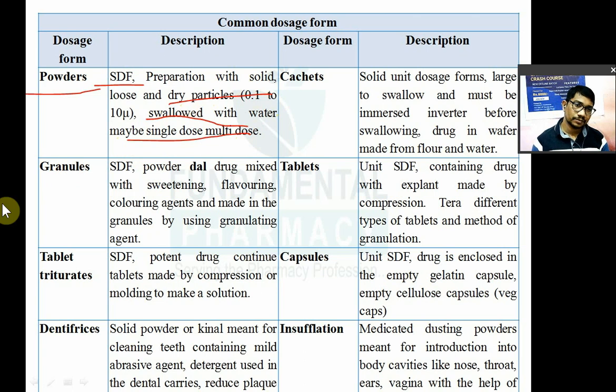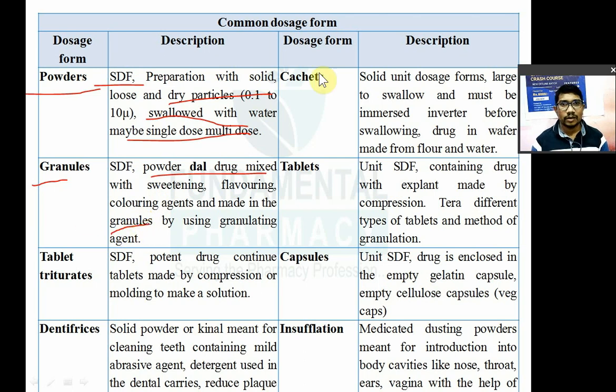Then granules. What are granules? Again a solid dosage form. Powdered drug is mixed with either sweetening agent, flavoring agent, coloring agent, and they are made into granules by using a granulating agent. That is granules.